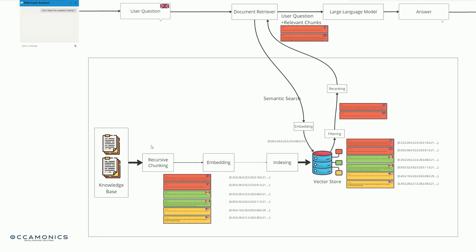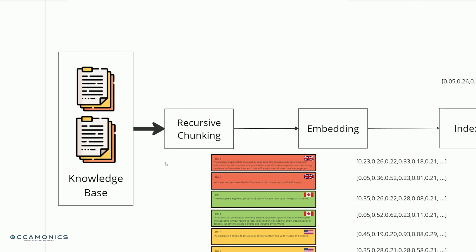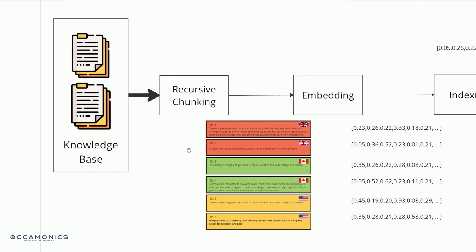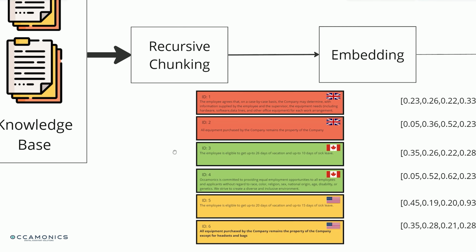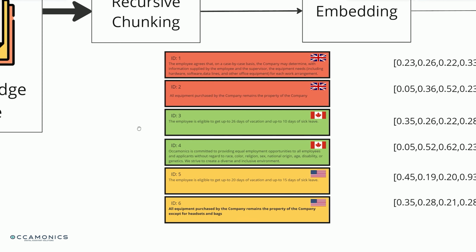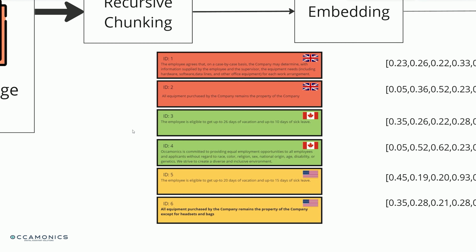But before the document retriever can perform its duties, we must first prepare the data and store it efficiently for it to be able to retrieve it quickly. This preparation involves organizing our knowledge into what's known as a vector store. We start with the vast array of documents that comprise your organization's knowledge base.